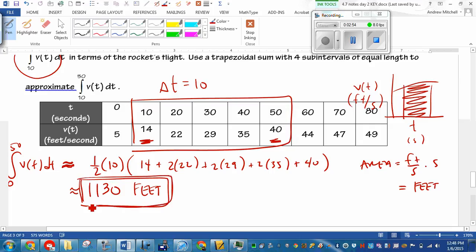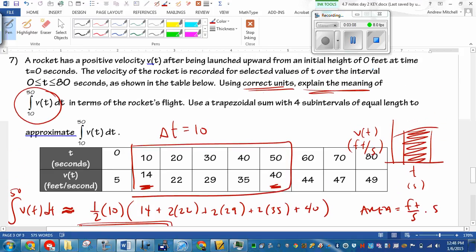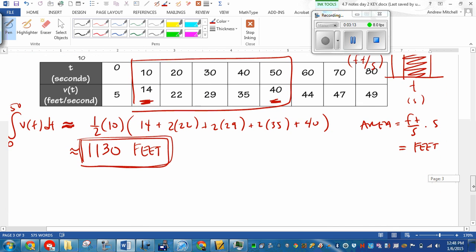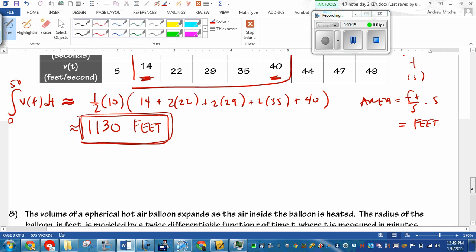We can find the area under the curve, and when we're talking about units, we're just taking these units times these units. We're multiplying those, so whatever we had left, in this case, seconds cancel out, and we're left with feet. Now, the question also asks us to explain the meaning of this definite integral. All right, so we've got 1,130 feet. But what is that telling us?